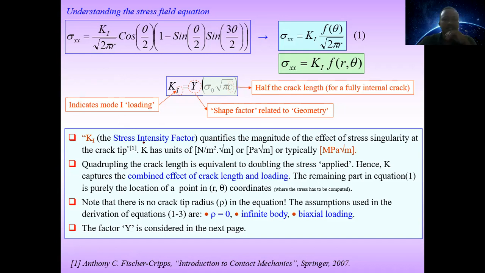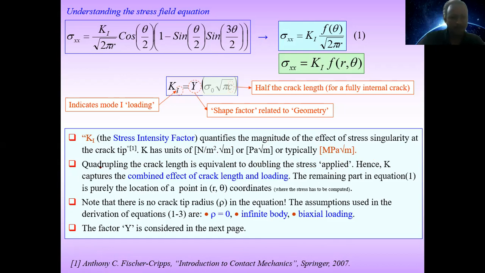Okay, so K1 is the stress intensity factor, which quantifies the magnitude of the effect of stress singularity at the crack tip, as given in Antonio Fischer-Cripps, Introduction to Contact Mechanics, Springer 2007, and K has unit of Newton per meter square, that is stress, Newton per meter square times radical of meter, or Pascal radical meter. Typically it is megapascal radical meter or Pascal radical meter.